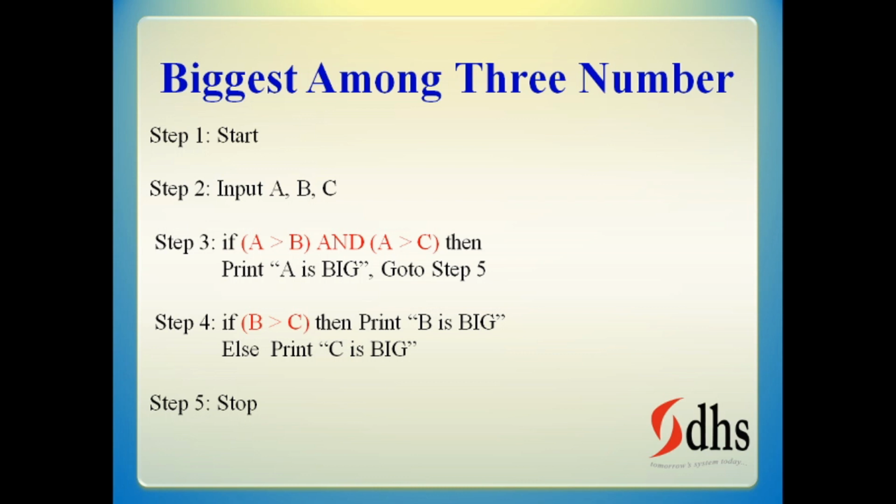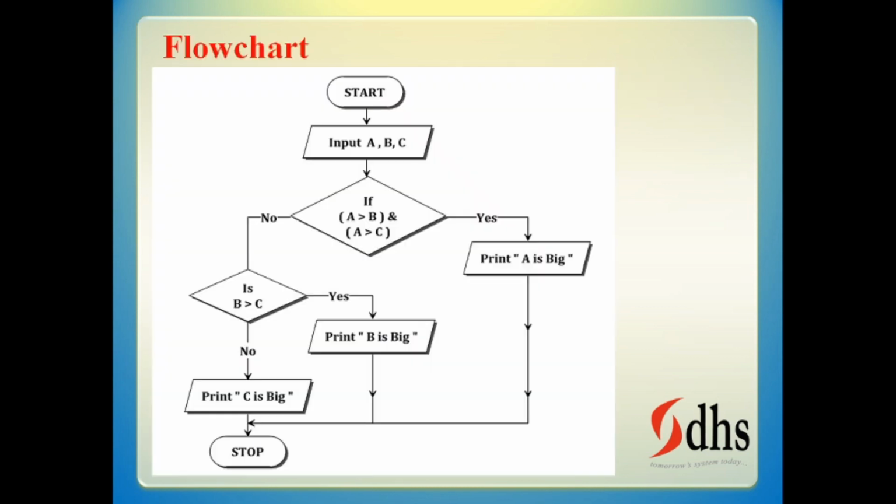You see this flowchart. This flowchart is entirely different from the previous flowchart. You also try to draw the flowchart for this. How much you practice on flowcharts, that much your programming ability will increase. Start. Input A, B, C. If A is greater than B and A is greater than C, yes means print A is big. No means, is B greater than C? Yes means print B is big. No means print C is big.